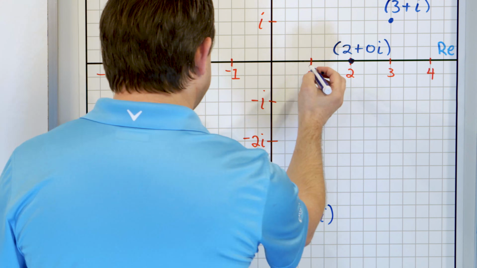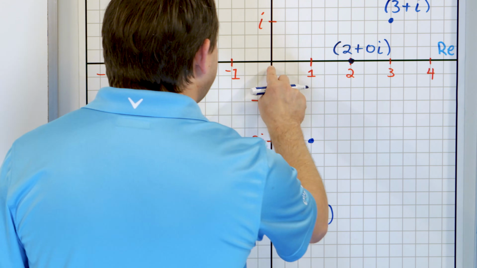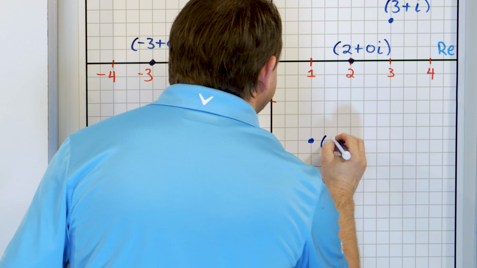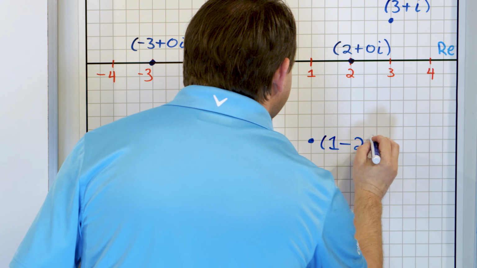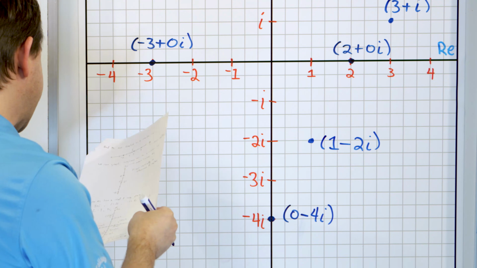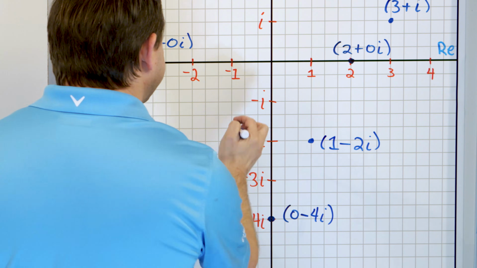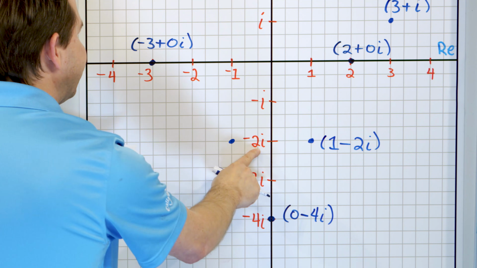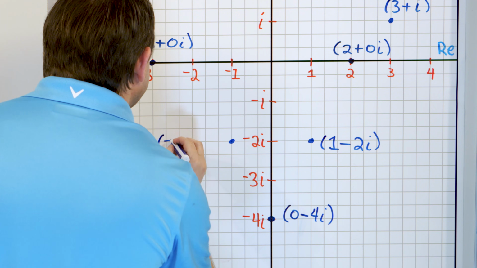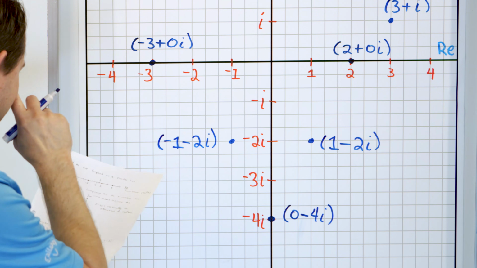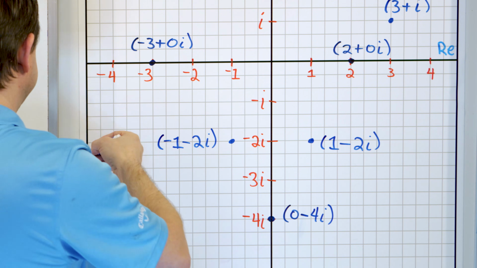And then let's say if we do this, let's point right here. Positive real part of 1 and -2i in the imaginary part means 1 minus 2i, the real part being 1, the imaginary part being the -2i. And then the last one I'm going to do is going to be this one right here. The real part's -1, but the imaginary part's -2i. So it'll be -1 minus 2i. So let me just double check myself.